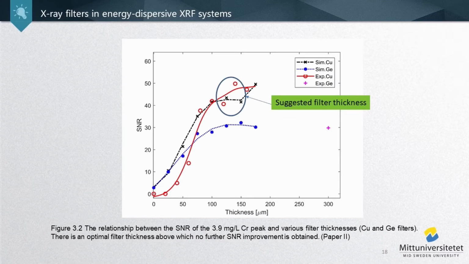For a practical XRF setup, we suggest a copper filter with a thickness from 100 micrometers to 150 micrometers for the optimization for chromium.